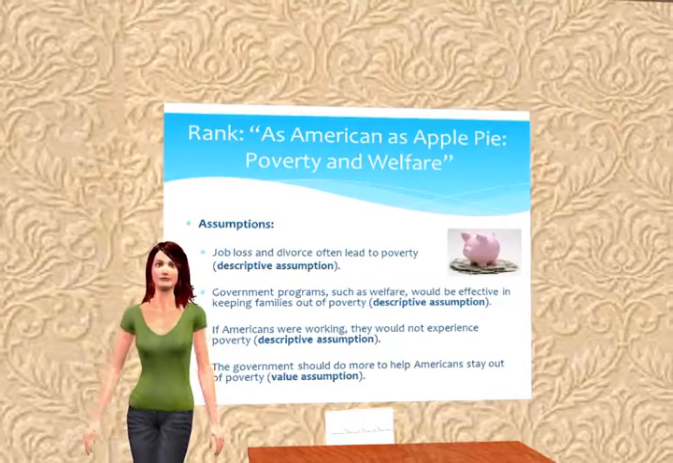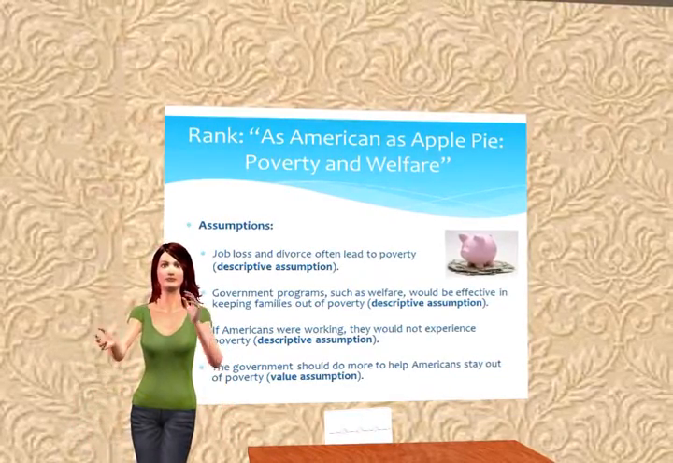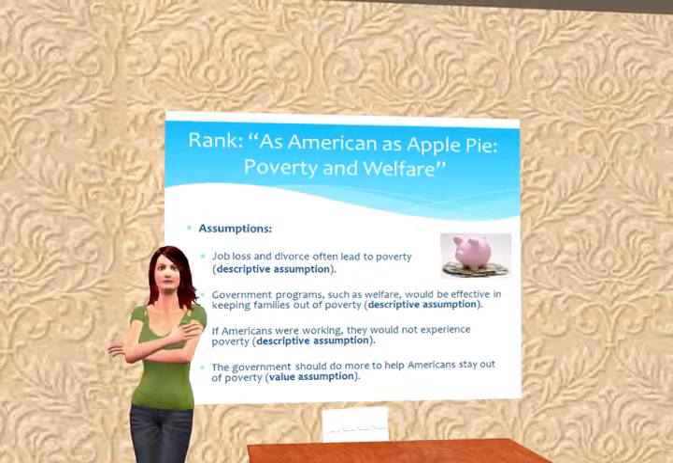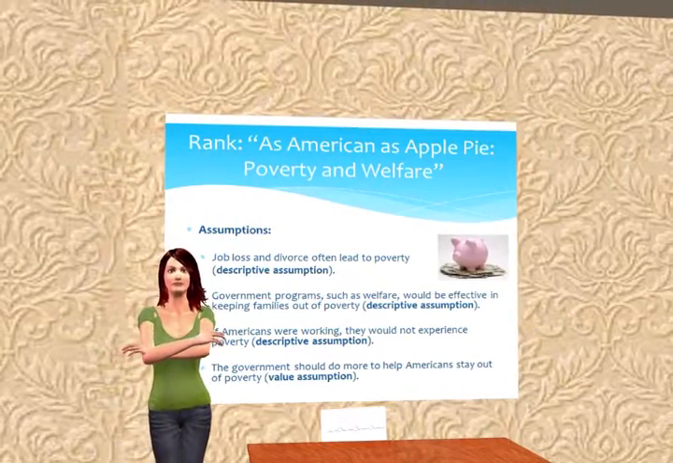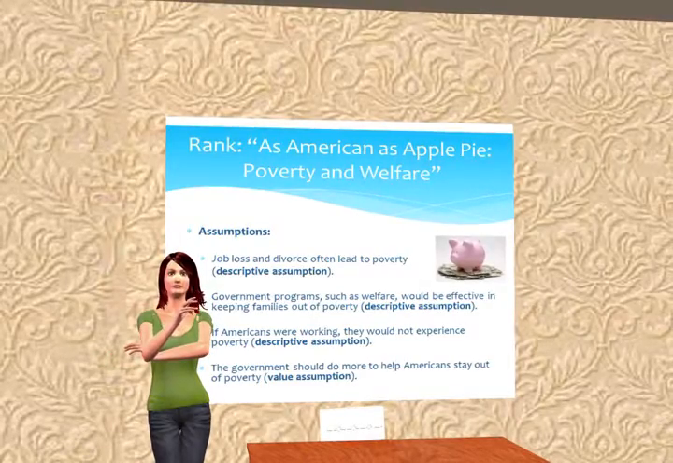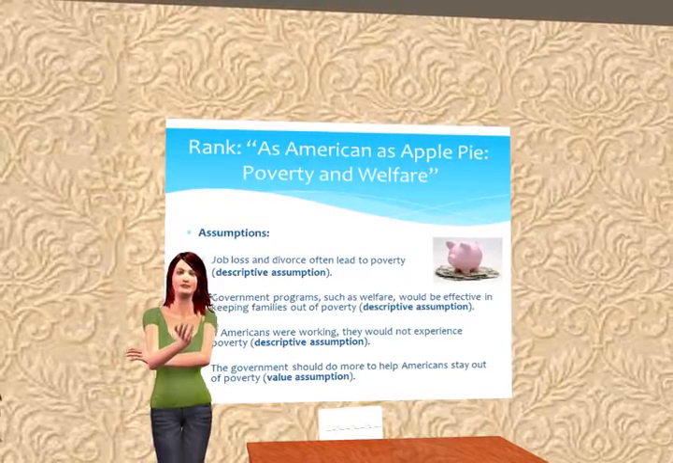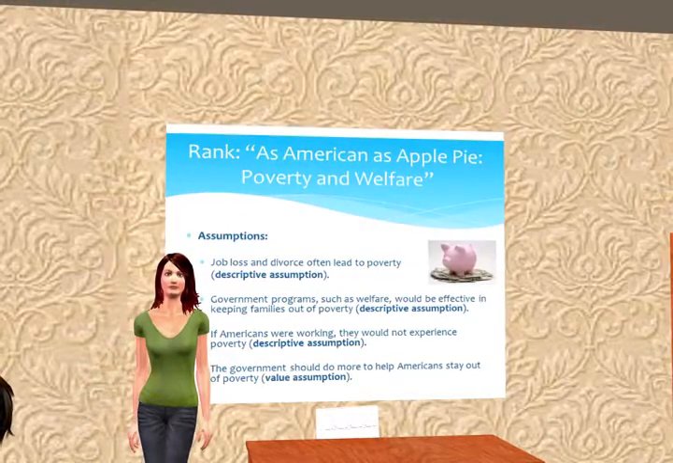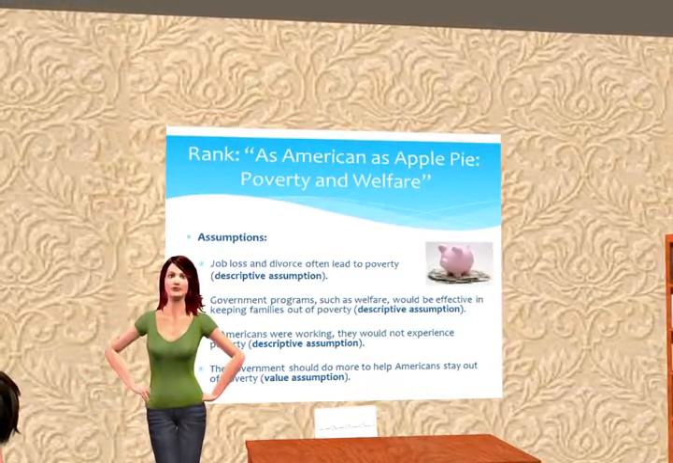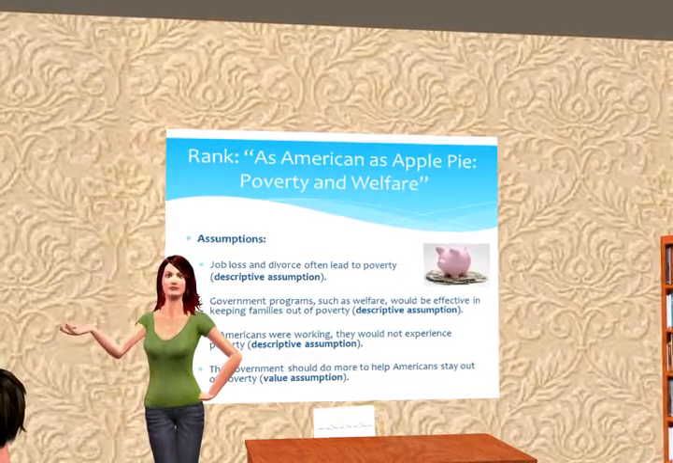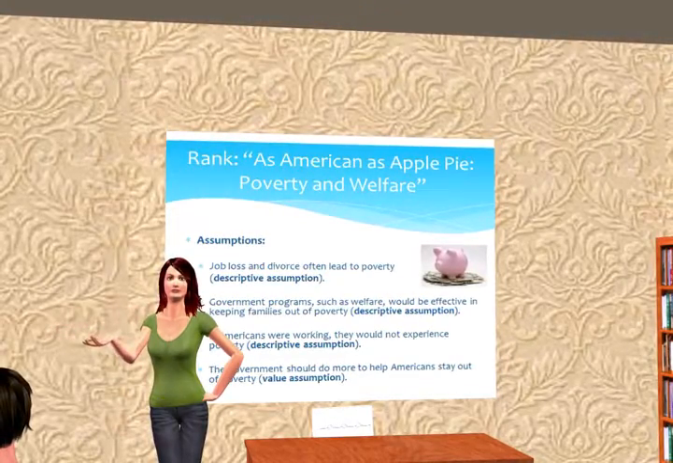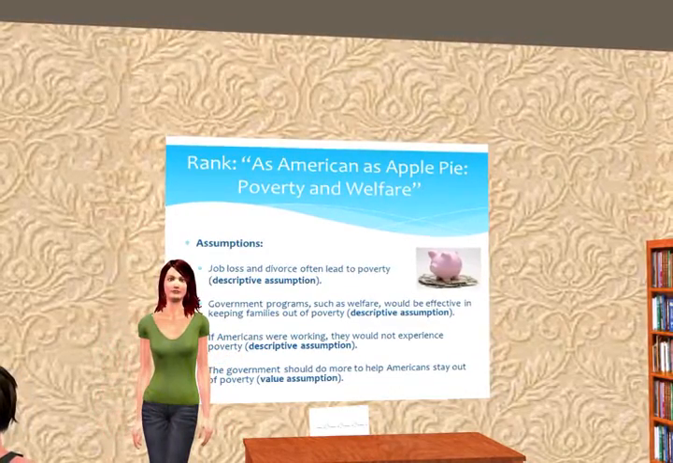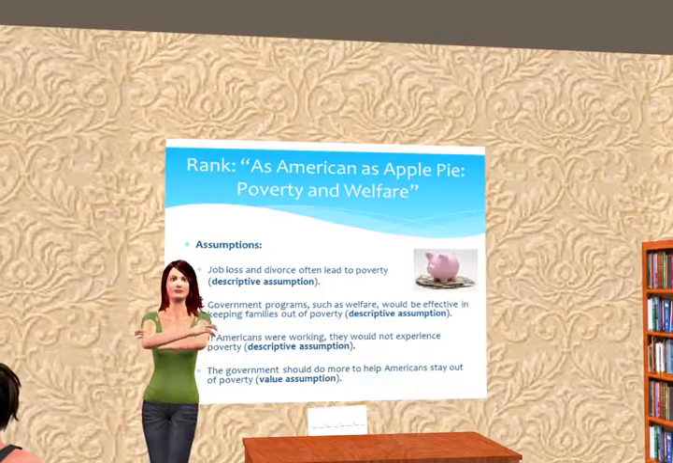So here are several that I identified. This list is not exhaustive, meaning that there are certainly others. But first of all, he assumes that job loss and divorce do often lead to poverty, and this is a descriptive assumption, right? It's factual. It's about how the world does work. There's a lot of evidence in the sociological literature that does find that this is in fact a true assumption, but it is unstated in his article. Divorce is actually one of the most common reasons that women and children especially are thrust into poverty.